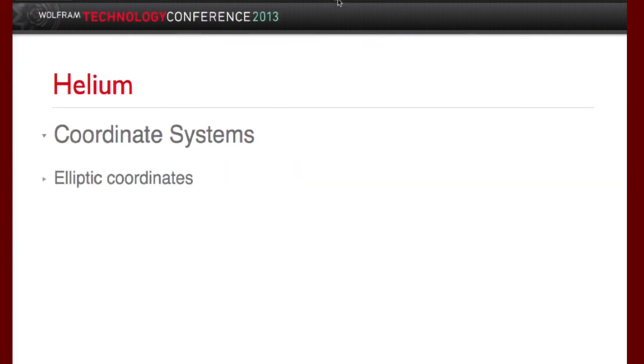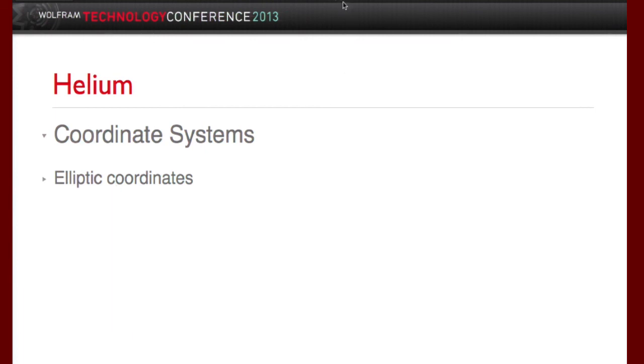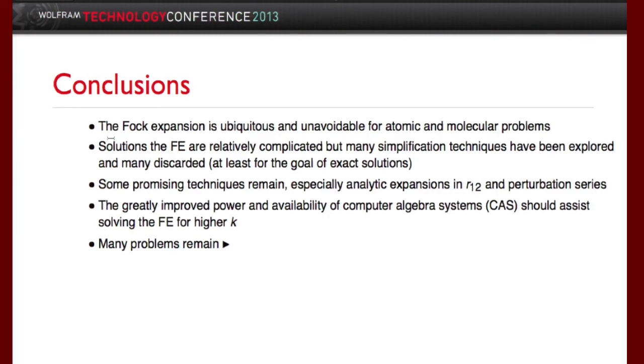And we're trying to find different coordinate systems. I won't spend any time on this, but you can read it for yourself. There are different coordinate systems which have certain advantages for doing the expansion, and one of these coordinate systems was used to find highly accurate variational trial functions and solutions for helium. So it's a promising line of attack. And I'll skip through those for time. You can look at that. I'll just make my conclusions.